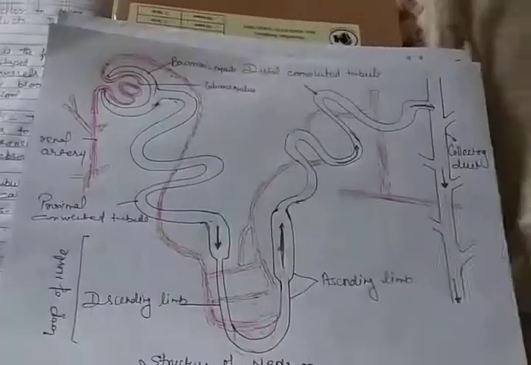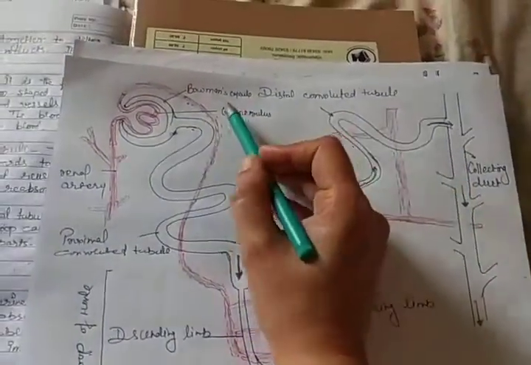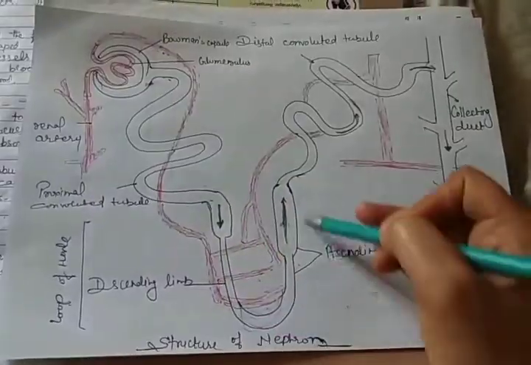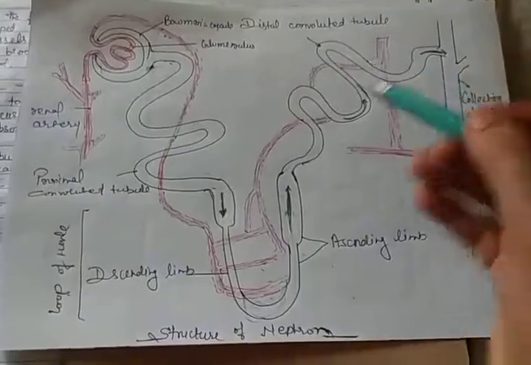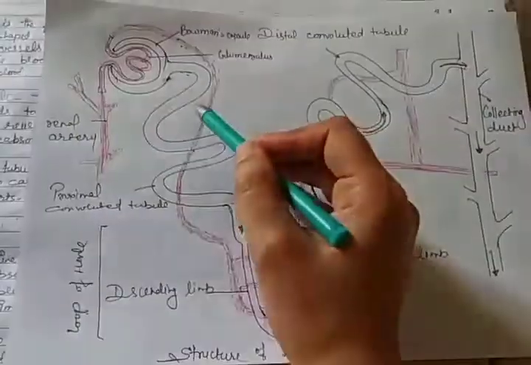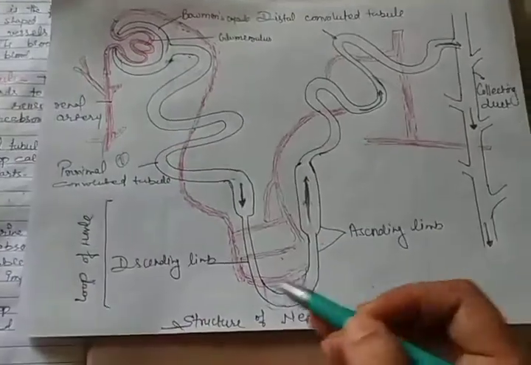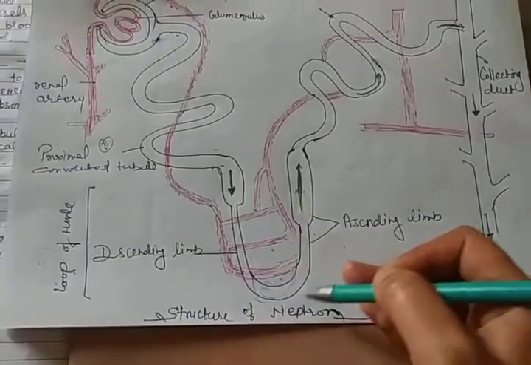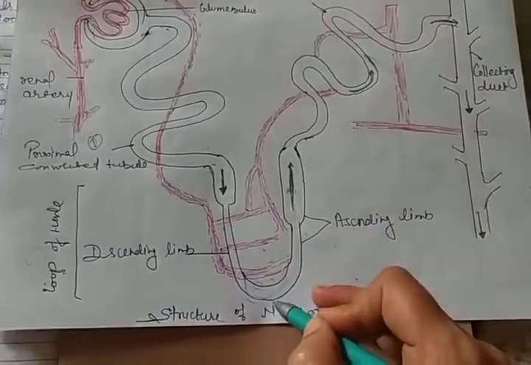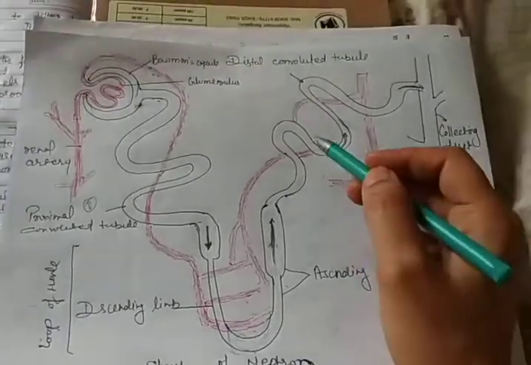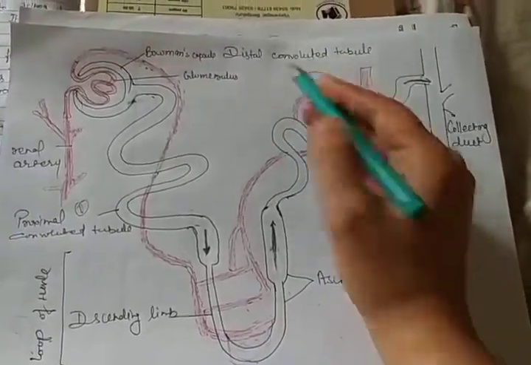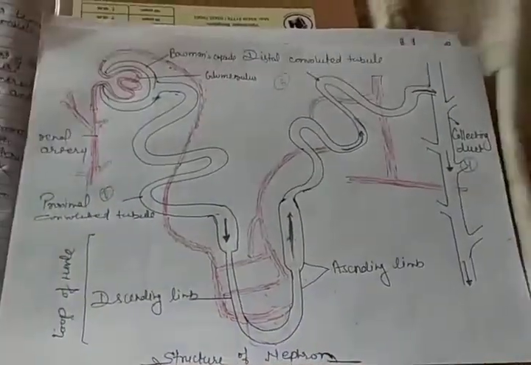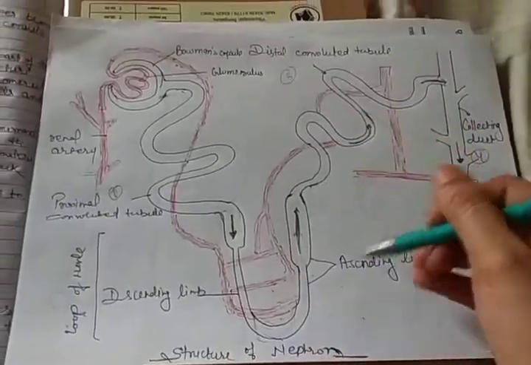Okay, so what are the different parts of the nephron? Bowman's capsule, glomerulus, and the renal tubule, which consists of various parts. The first one is the proximal convoluted tubule, then the loop of Henle. Again, the loop of Henle is divided into 3 parts: descending limb, U-shaped part, and ascending limb. And then next is the distal convoluted tubule, and the last one is the collecting duct. Now one by one we will discuss the various parts.